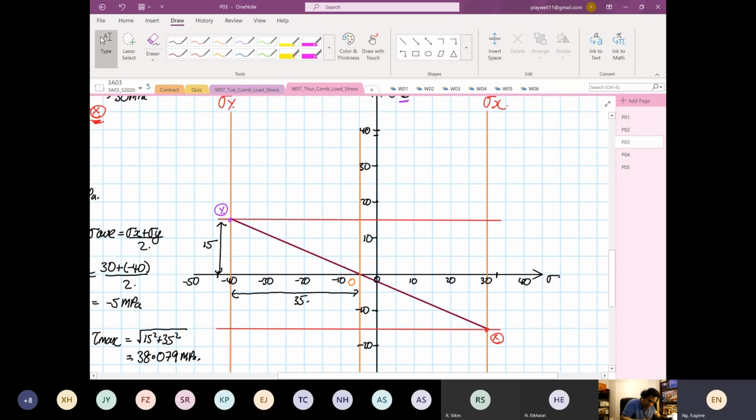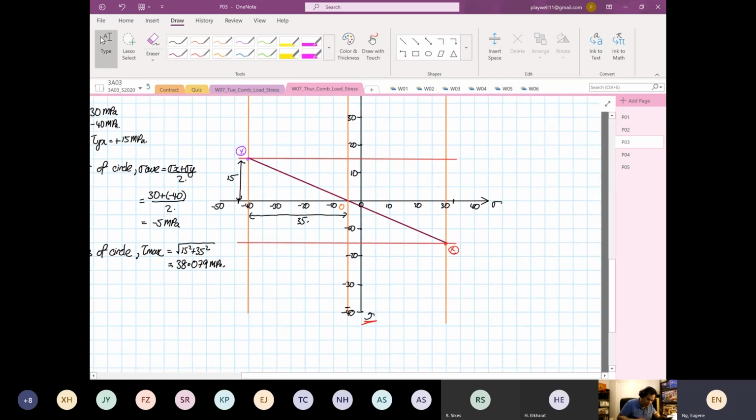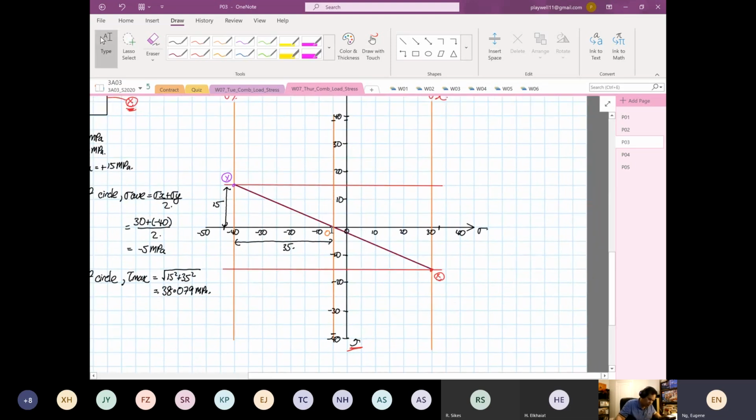So from here, in fact, you don't need to do what I'm doing now. If you have a compass, you can construct a circle. So we are going to construct our Mohr circle now. Okay, so this is our Mohr circle. So I know the height approximately.